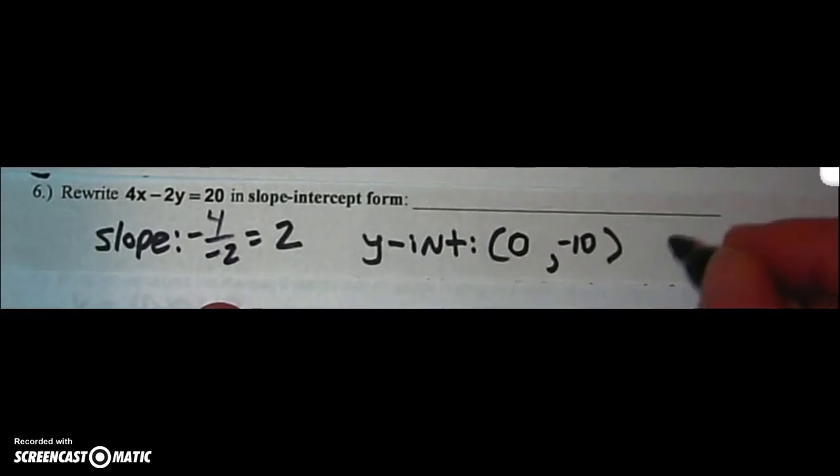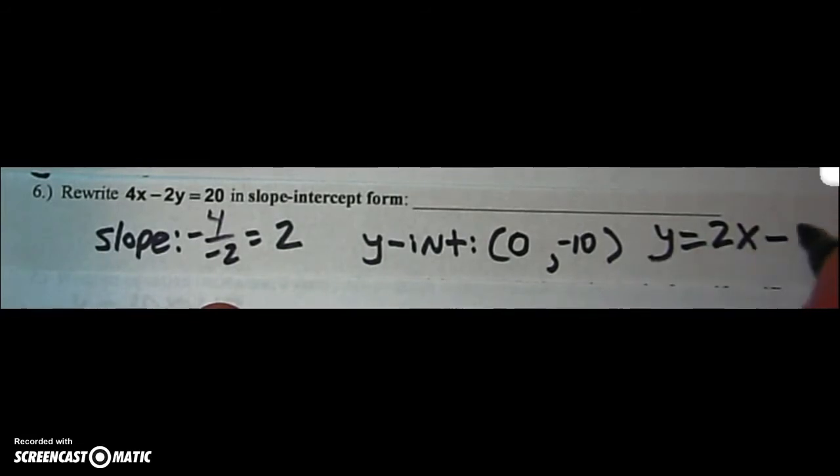So we have our slope, we have our intercept, so y equals 2x minus 10. And that's our answer. All we were asked to do this time is to rewrite this in slope-intercept form. So we can find our slope, we can find our intercept, and there we go. We're done with that problem.